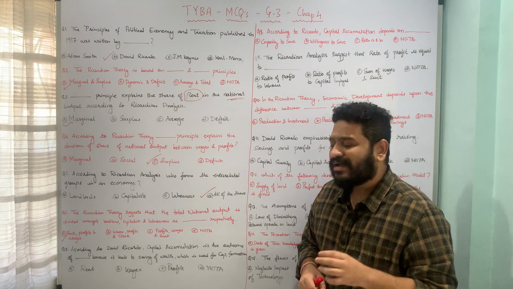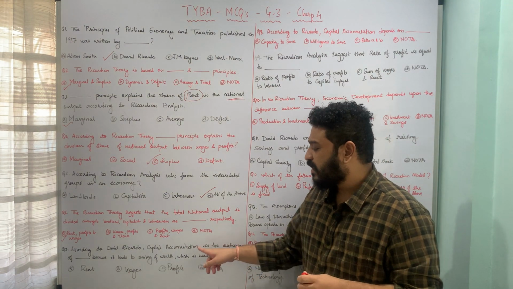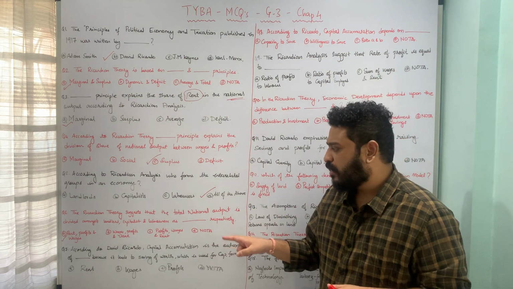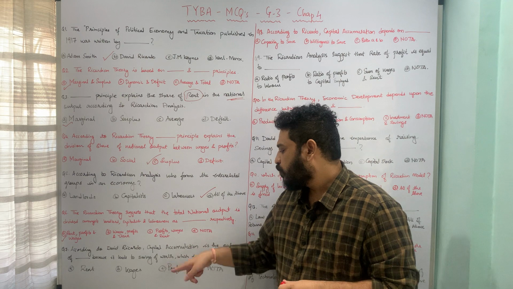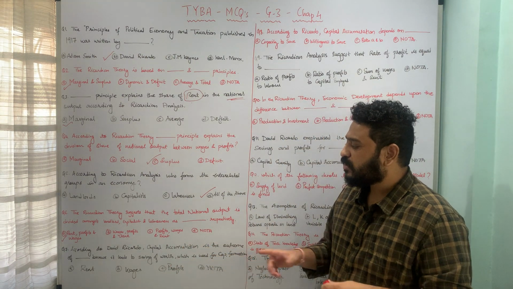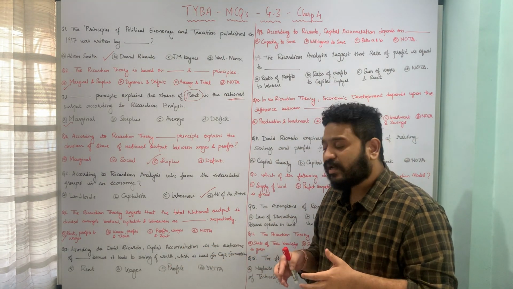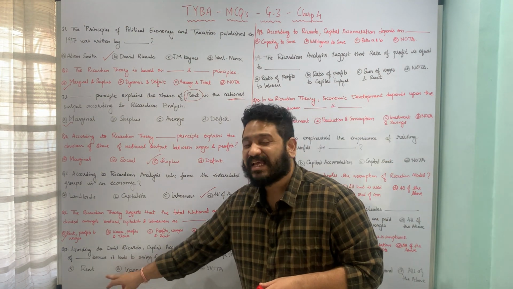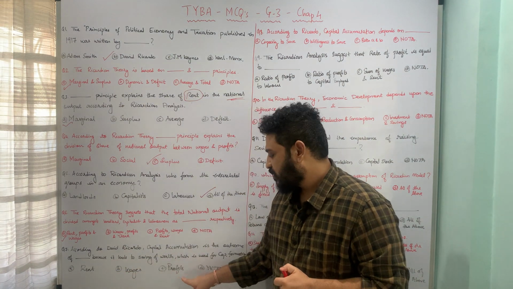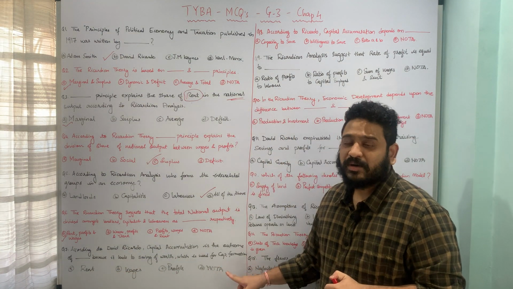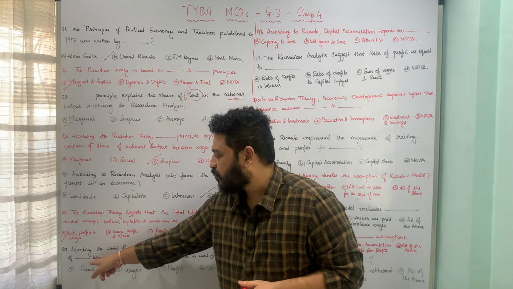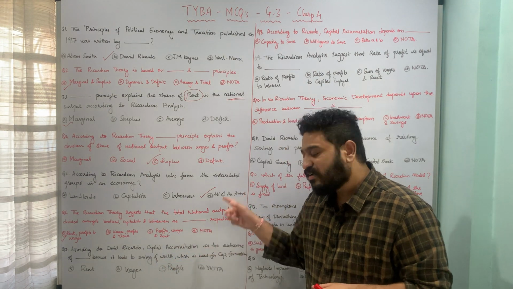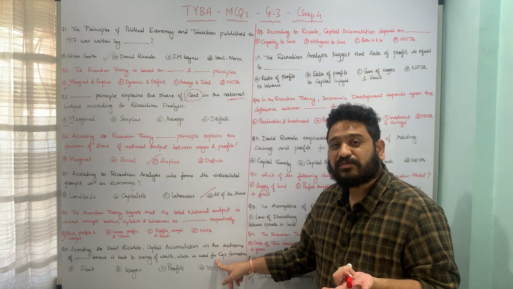The next is talking about, according to David Ricardo, capital accumulation is the outcome of dash, because it leads to saving of wealth, which in turn is used for capital formation. So according to David Ricardo, capital accumulation is an outcome of what? The options are A, rents, B, wages, C, profits, or D, none of the above.